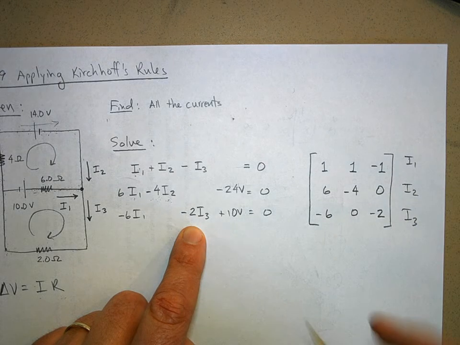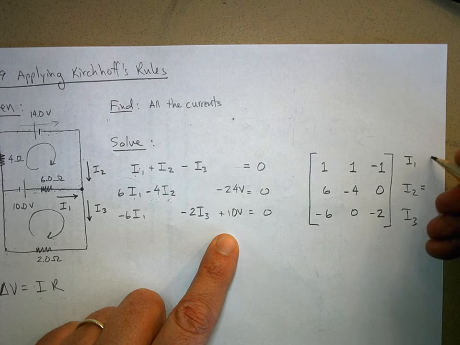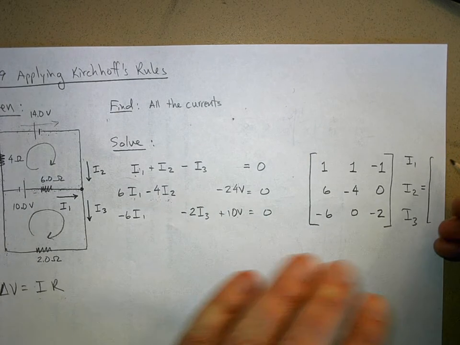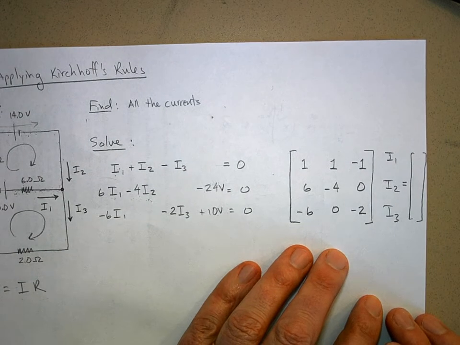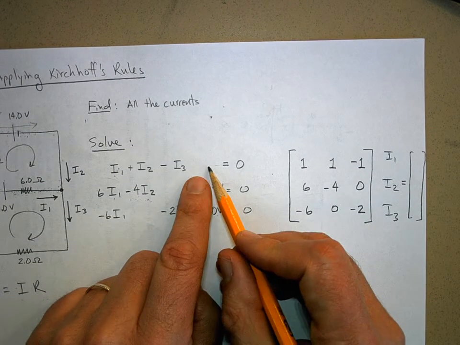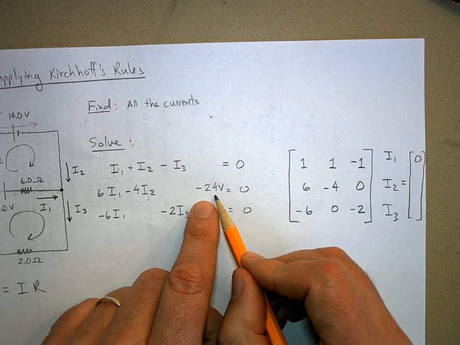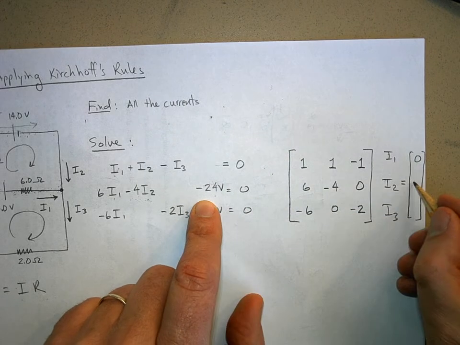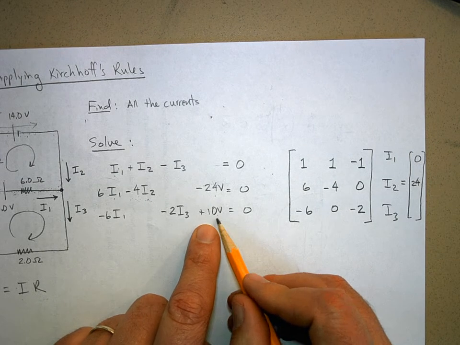Now what about these guys? Well, when it's your calculator, and I'm running out of room here, you put these on the other side. So this is just 0. There's nothing over here. This is -24 over here, you end up putting it over here. And then this right here is 10. Put it on the other side, it's -10.